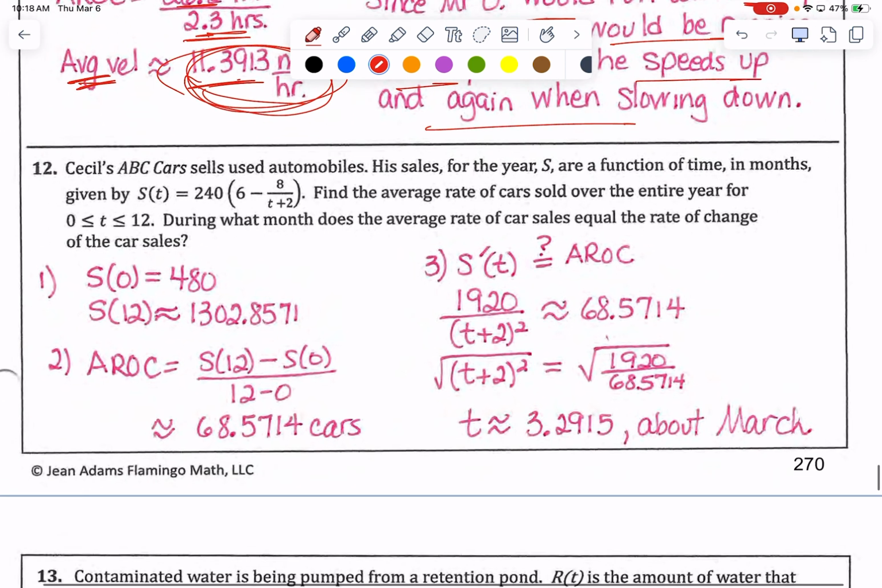Okay. This one, Sissel's Automobiles, same kind of thing. You have a function this time. Now this one you could definitely prove. You're just going to set the AROC equal to the IROC, and you get about 3.2915, which is about March, is when the average rate would equal the instantaneous rate of change.